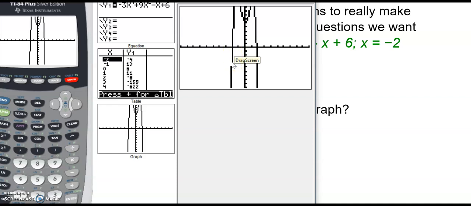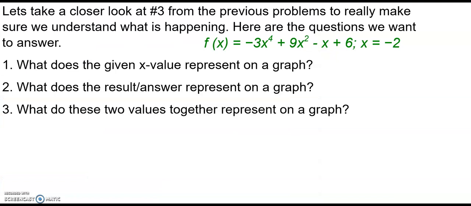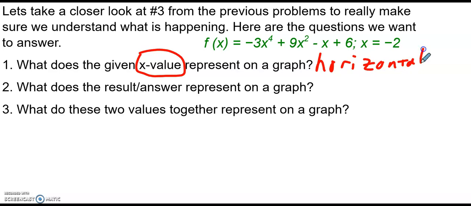But what does the negative 2 represent? Well, it represents a horizontal location, right? Because the x values are horizontal or left and right. So the given x value is an x value, right? So it does represent an x value, but on a graph, that's a horizontal location. What does the result or the answer represent on a graph?